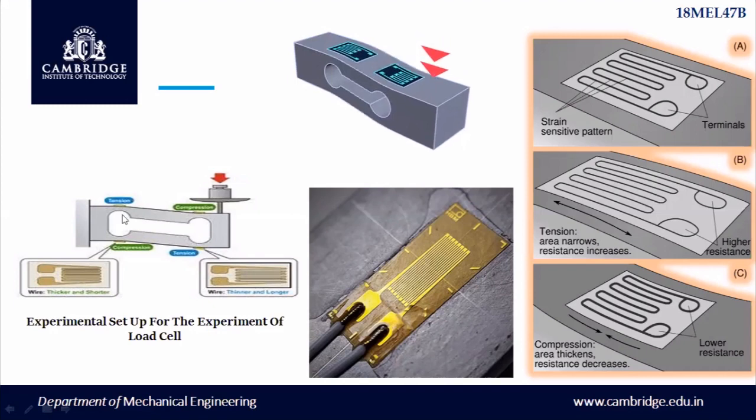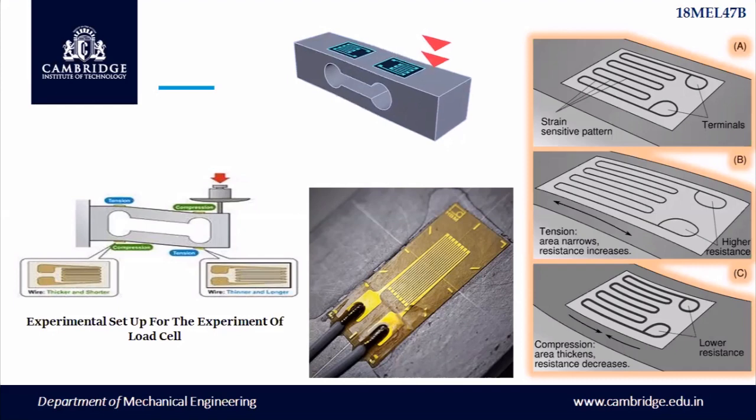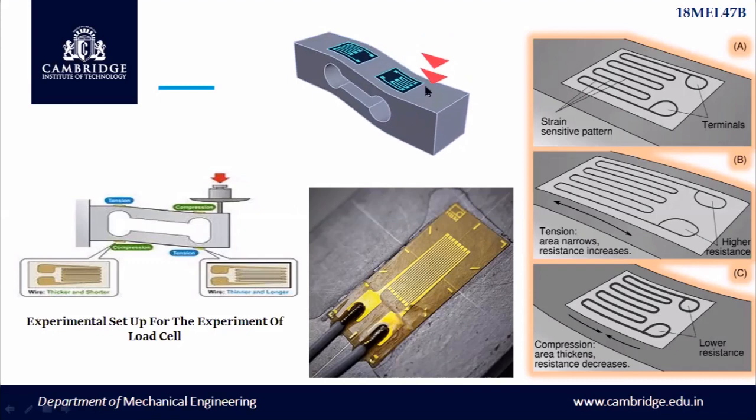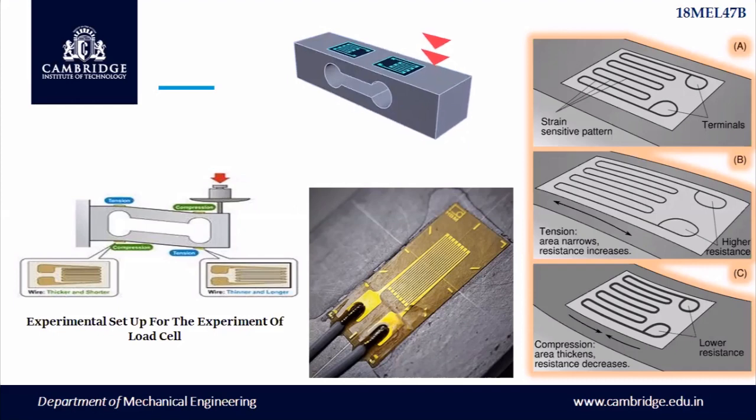When the load is applied, it tends to deform. These strain gauges are connected to a Wheatstone bridge. The change in electrical resistance is finally converted into electrical signals, with which you can measure the load applied on the load cell. It is a more accurate and effective method of measuring loads or force.